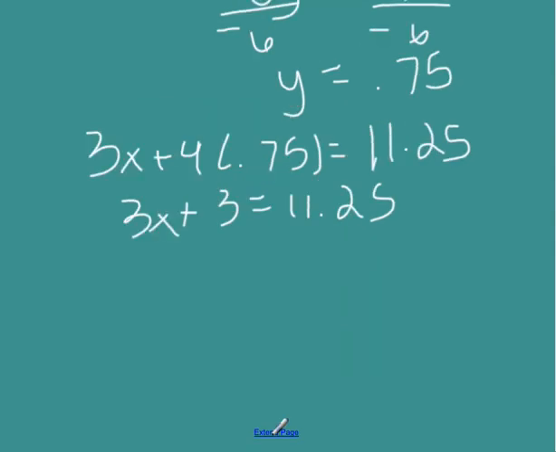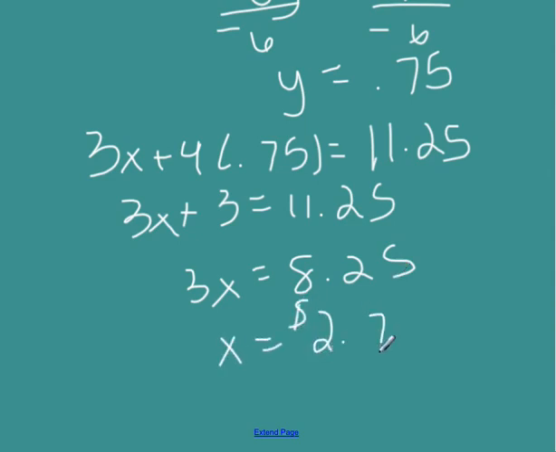So then we're going to subtract 3 from both sides, and we get 3x is equal to 11.25 minus 3, and that's going to give us 8.25. Divide both sides by 3, and I get that x is equal to 2.75. So it's $2.75 for new, and it's 75 cents for old.